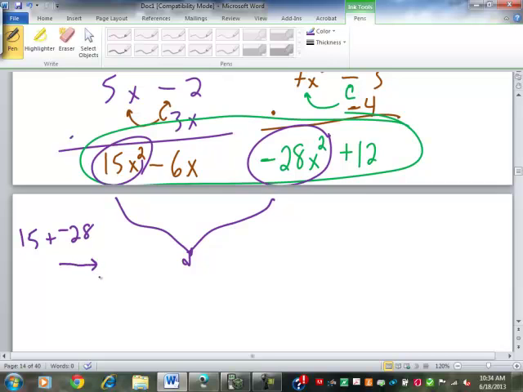Well, 15 looks like that, positive 15. Negative 28 goes the other direction. Is it longer or shorter? It's longer. So we're going to be in the negative side of things. By how much? Well, 28 minus 15 is 13. It's a negative 13. We keep the same name. It's still x squared. We still have the negative 6x there, and we still have the positive 12.